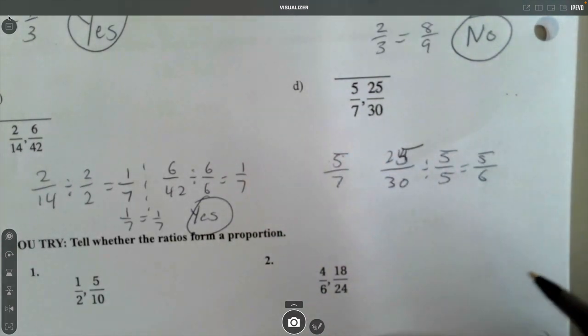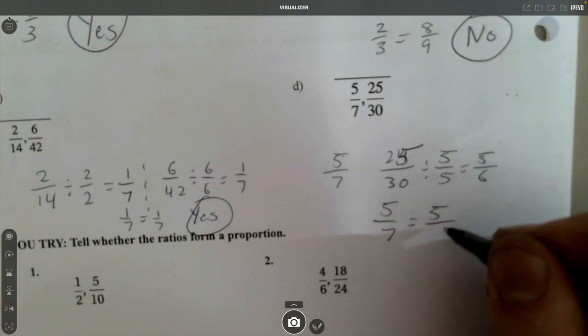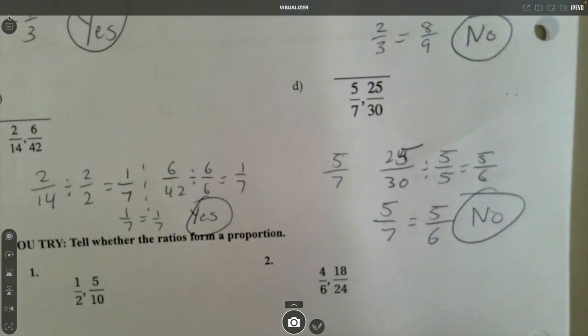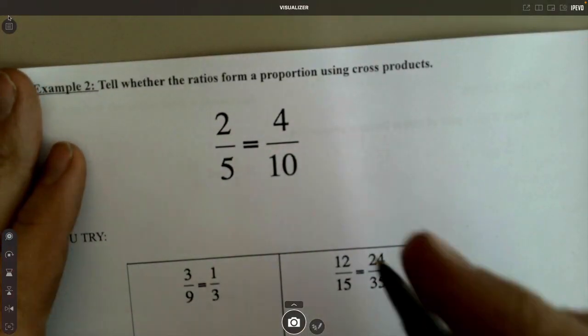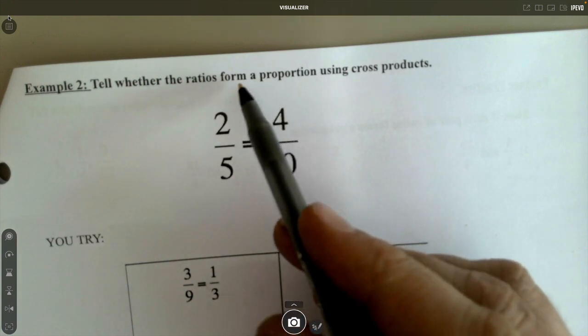I get 5/6. So compare those. Those are not the same. They're really close, but they have to be exact. This would be a no. That is solving proportions by simplifying.